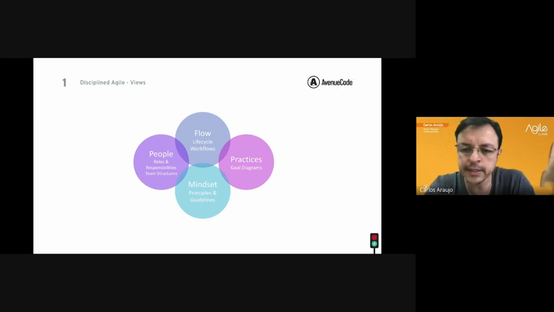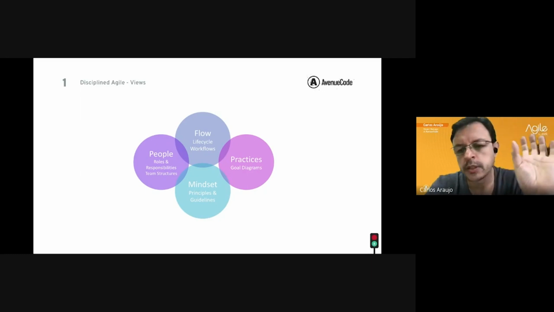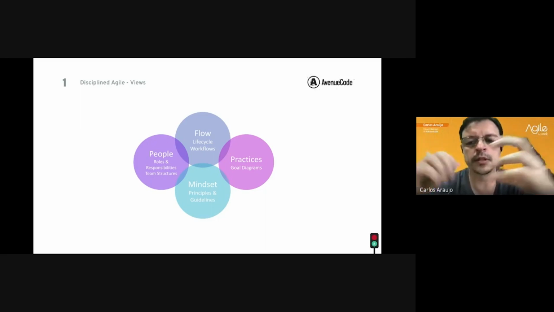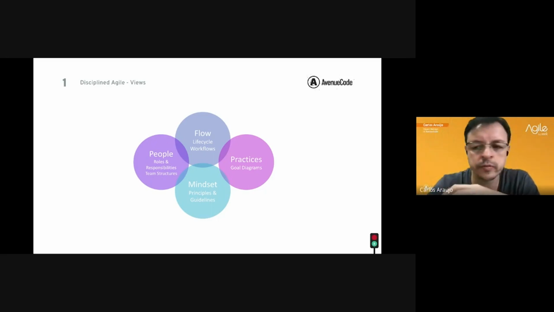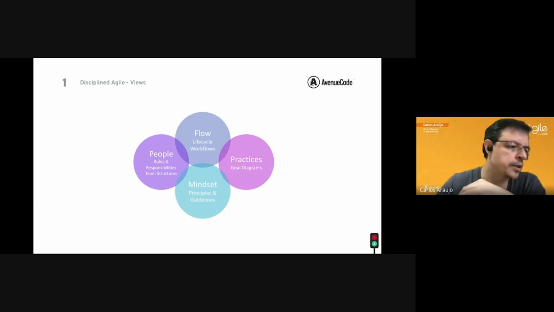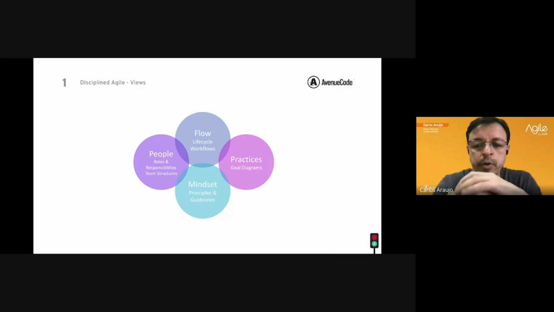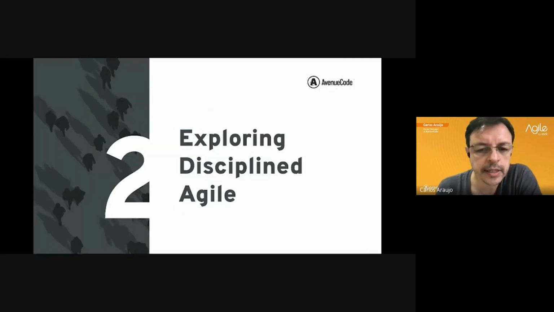What it means: mindset is the philosophical part of DA. The people view is how DA divides between roles and responsibilities and people. And the flow is the life cycles of the projects, which we're going to see later on, and how we can work in different contexts. And the practice is the freedom that you have to choose your own way to work. Let's explore a little bit more about Agile.